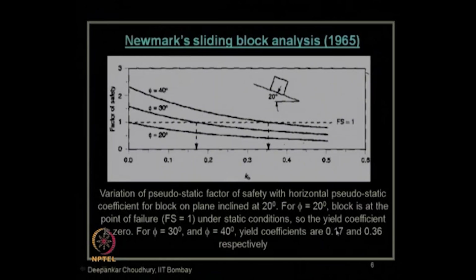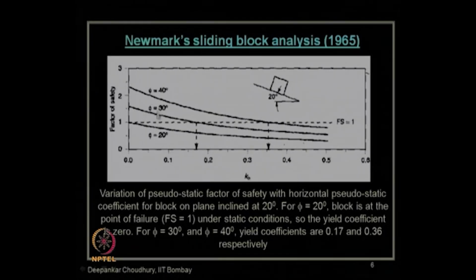So, we have seen this variation of factor of safety for a finite slope of inclination 20 degree and different phi values of the soil: 20 degree, 30 degree and 40 degree. As we know, for phi equal to 20 degree, the factor of safety will always be less than 1, because the slope inclination is also 20 degree. So, for stability we have discussed that the phi value must be greater than the slope angle.